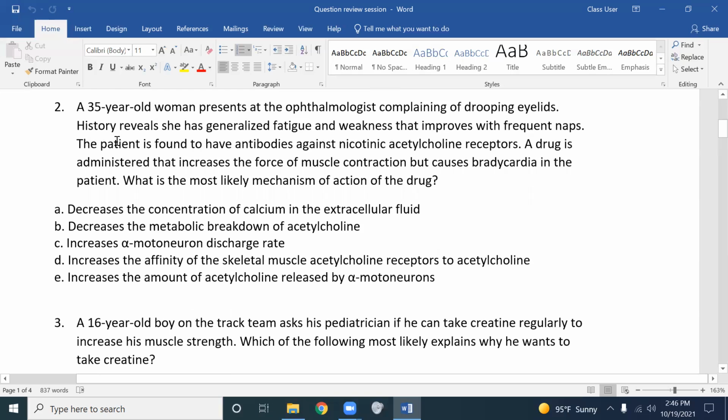Question number 2. A 35-year-old woman presents to the ophthalmologist complaining of drooping eyelids. History reveals she is generally fatigued, weak, and her symptoms improve when she takes a nap, when she relaxes. She's found to have antibodies against nicotinic acetylcholine receptors. In other words, what is this woman suffering from? Myasthenia gravis. A drug is administered that increases the force of contraction, but causes the heart to beat slowly, bradycardia. What is the most likely mechanism of action of this drug? Yes?